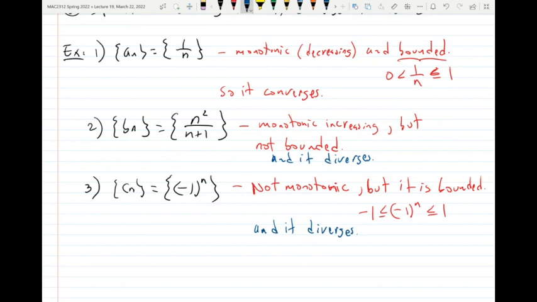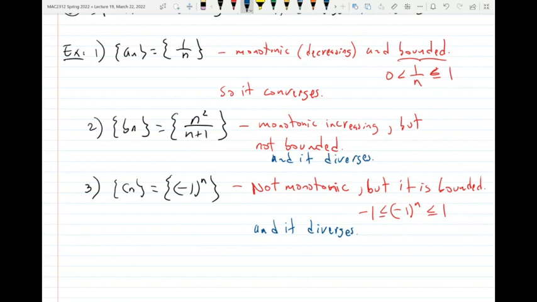So if you already know that it's monotonic, it's either increasing or decreasing, one of the two. Let's say increasing. You know it's monotonic increasing, and you're telling me it's not bounded. That means in particular it's not bounded above. So my terms are just going to keep getting bigger and bigger non-stop. So it's going to diverge.